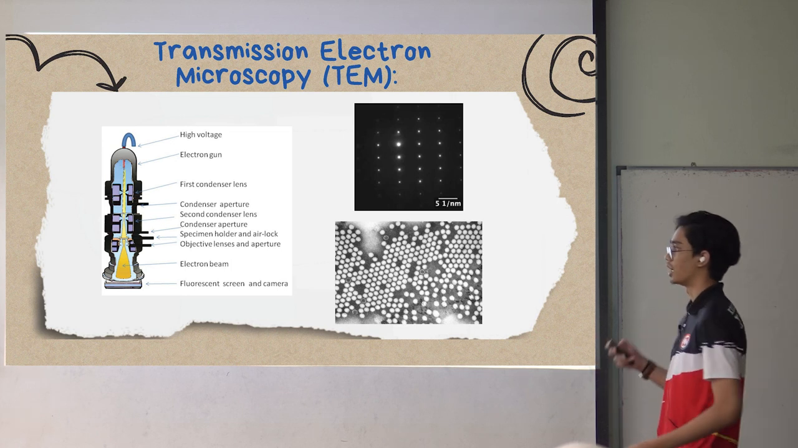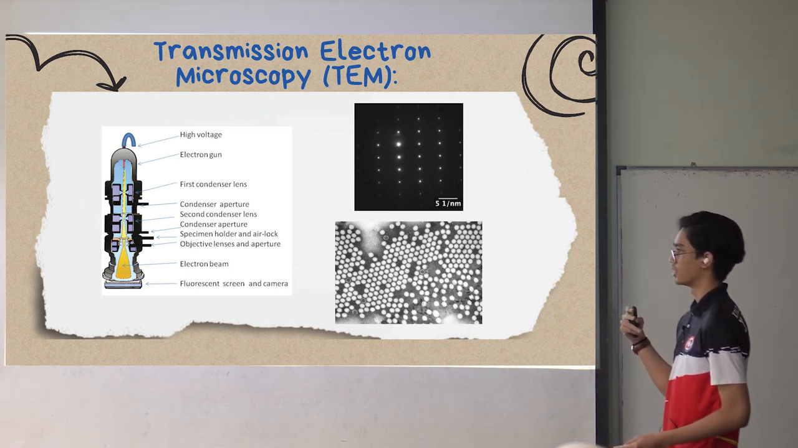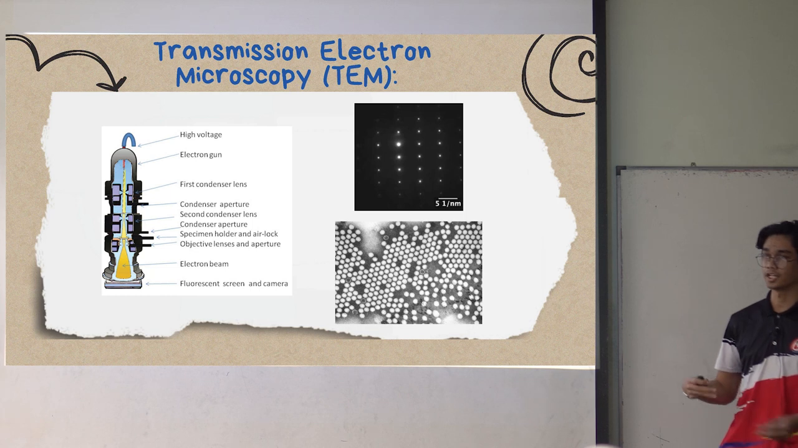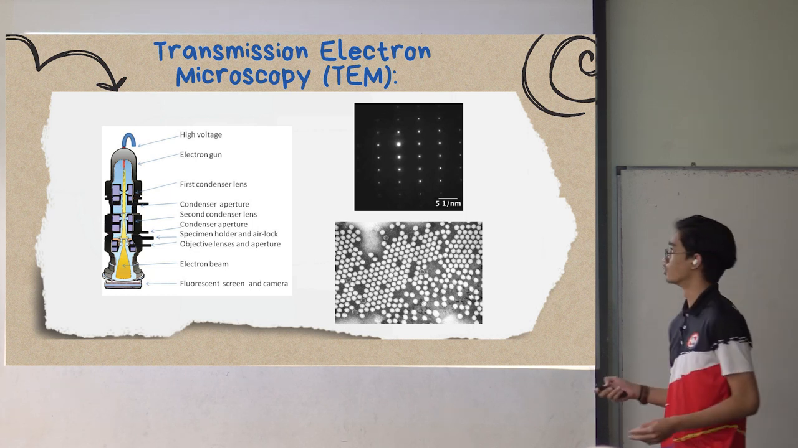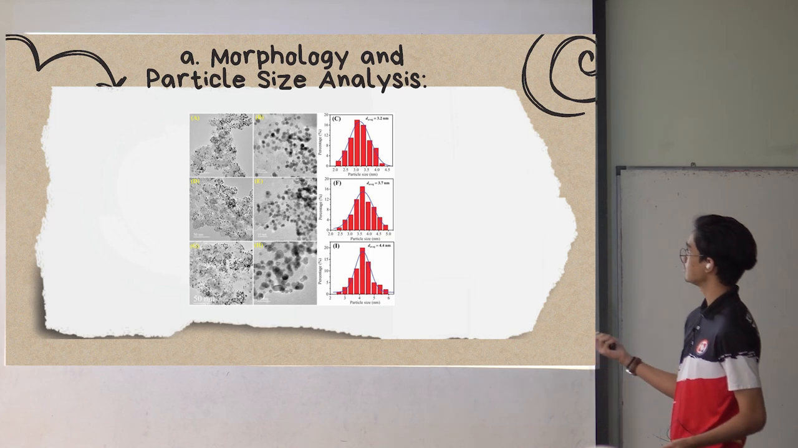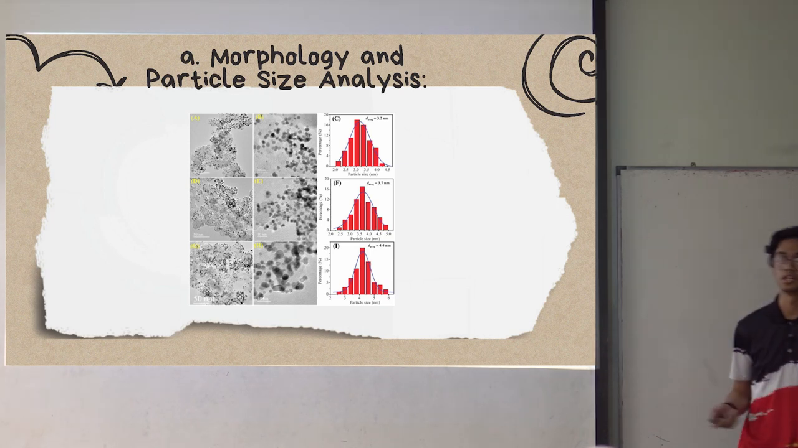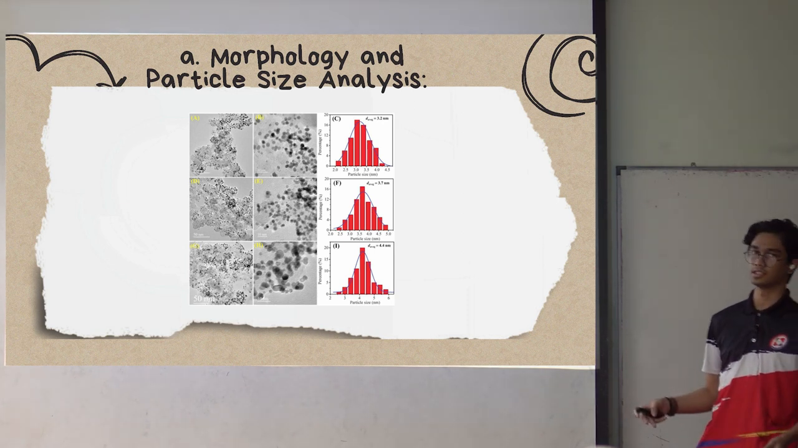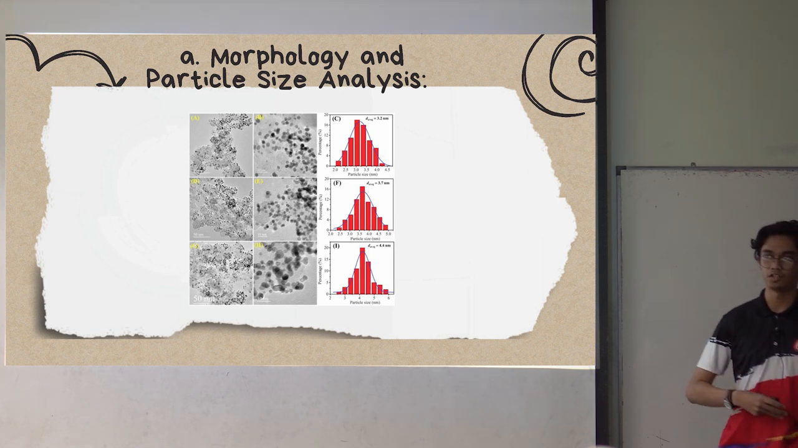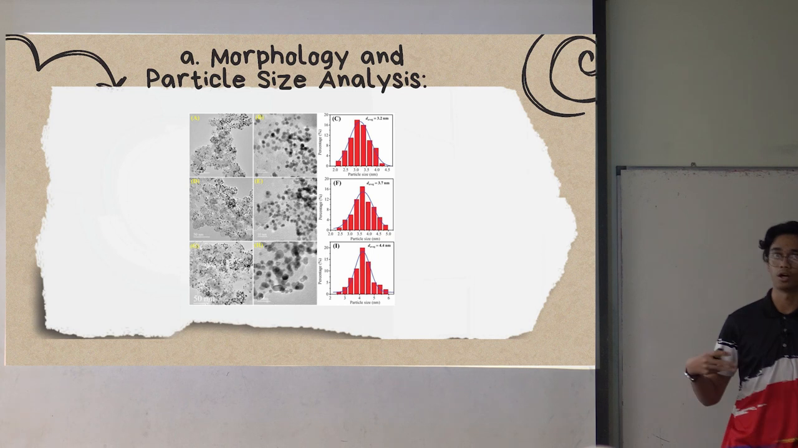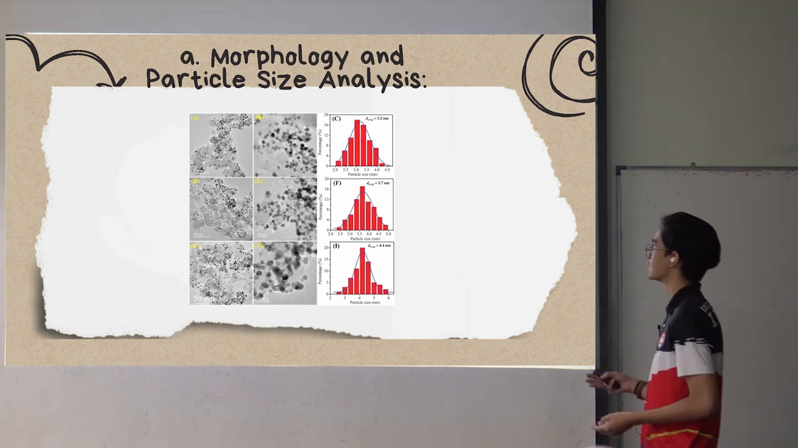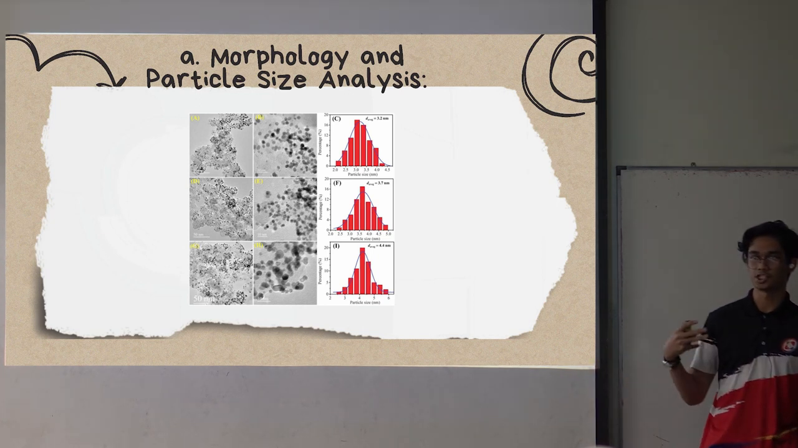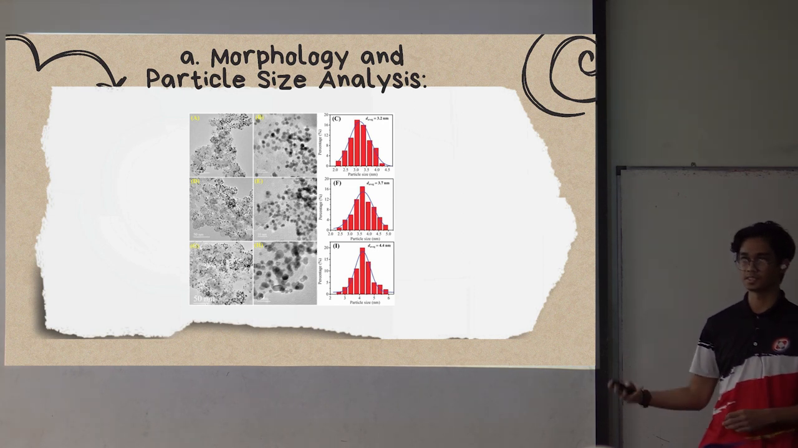So before that, me and Sal here, we're going to talk about the ways to characterize nanocomposites. Firstly is morphology and particle size analysis. I'm going to split those into two parts. Morphology is the size and shape of particles, and particle size analysis is the distribution of size and shapes of particles inside a specimen.